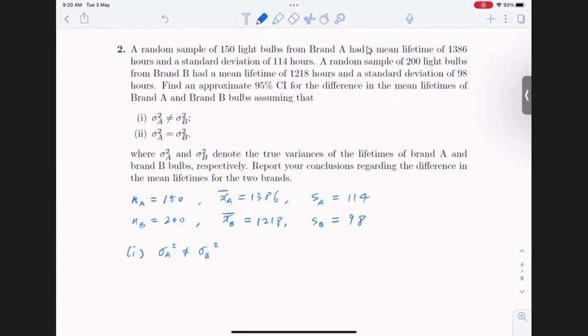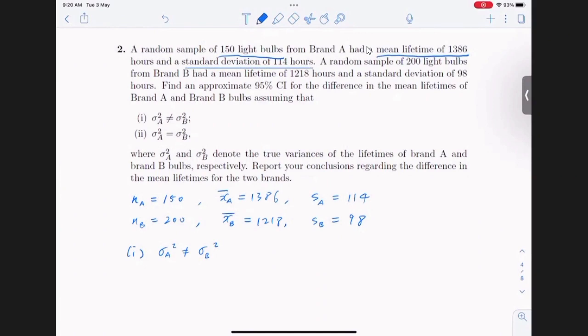Okay, I would like to show you a little walkthrough of this question. The first step, of course, is just to find out the sample statistics given in the question. We have two samples of light bulbs, brand A and brand B. We locate the sample size of the A sample, 150 light bulbs. And the sample mean, 1386 for the first sample. Standard deviation, 114 hours. So this is the sample standard deviation of the A sample.